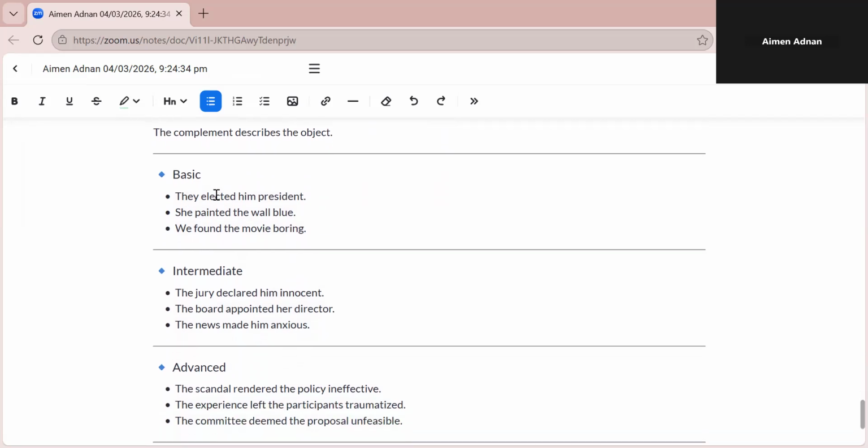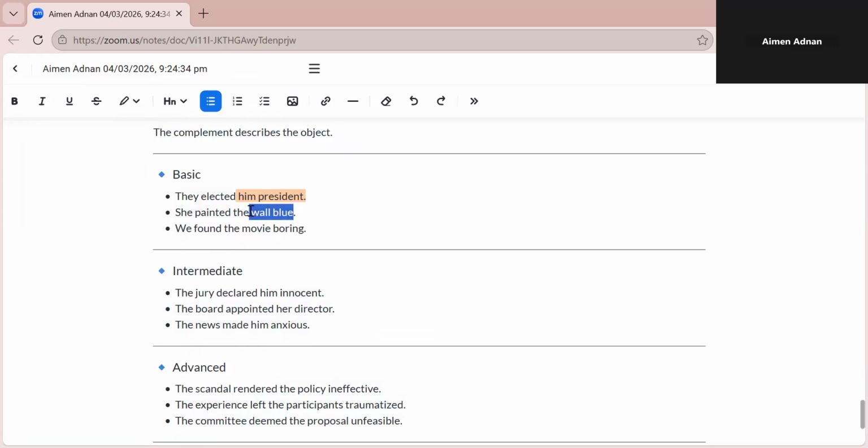Look at the basic example. They elected him president. Now, they is the subject, elected is the verb, him is the object. Now look at it. President is a profession or a new authority that is given to him. The meaning is given to him. The president is an attribute that is given to him. And that is why president will be the complement, the object complement.